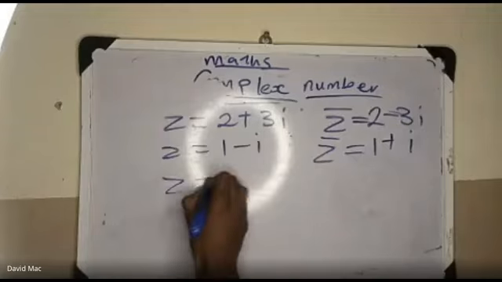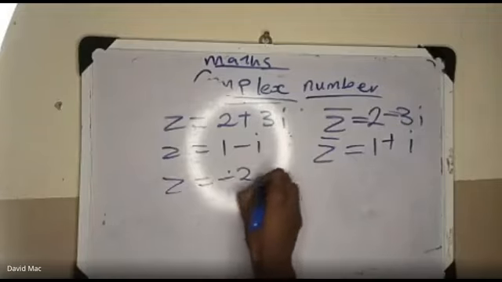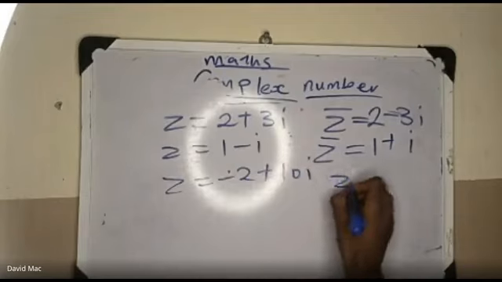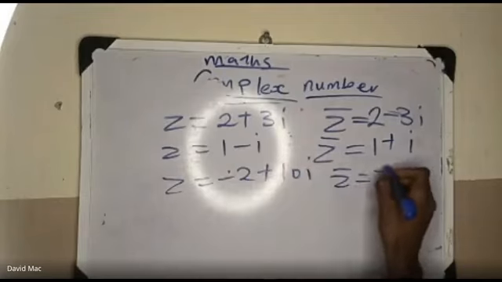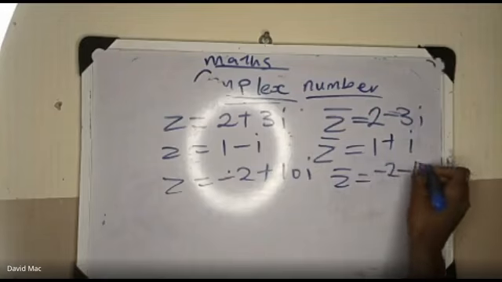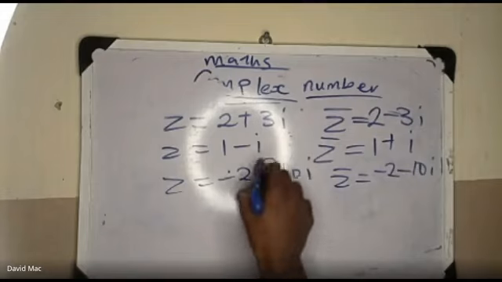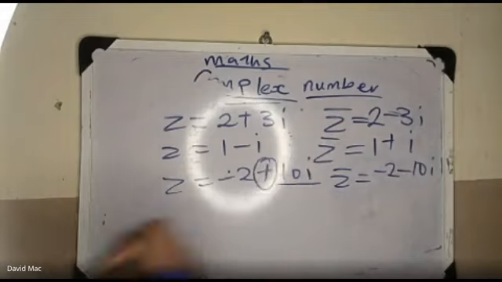Let me give another. You have Z is equal to minus 2 plus 10i. Very simple. The answer is going to be minus 2 minus 10i. You are only changing the sign of the imaginary number, or the sign in front of the imaginary number. That's how you find the conjugate of a complex number.